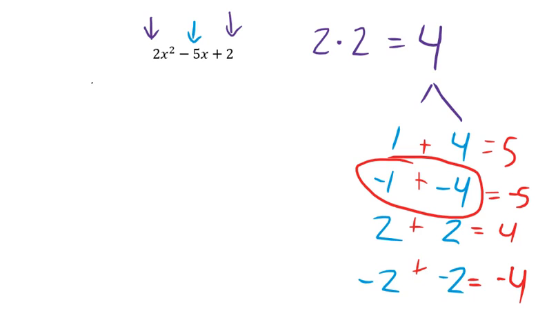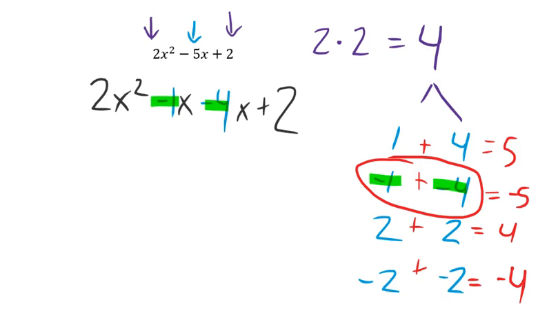So I rewrite my problem. I rewrite it 2x squared, and I rewrite it like that, with negative 1 and negative 4 coming from here. The reason I'm allowed to rewrite that is because negative 1x minus 4x is going to make negative 5x. I didn't change the problem. It still says negative 5x. It just says it in 2 pieces now.